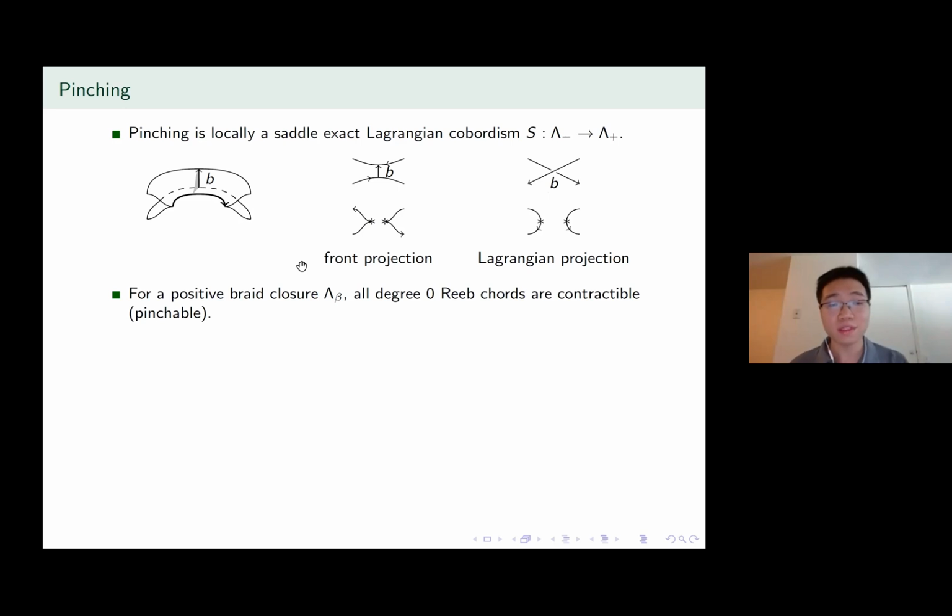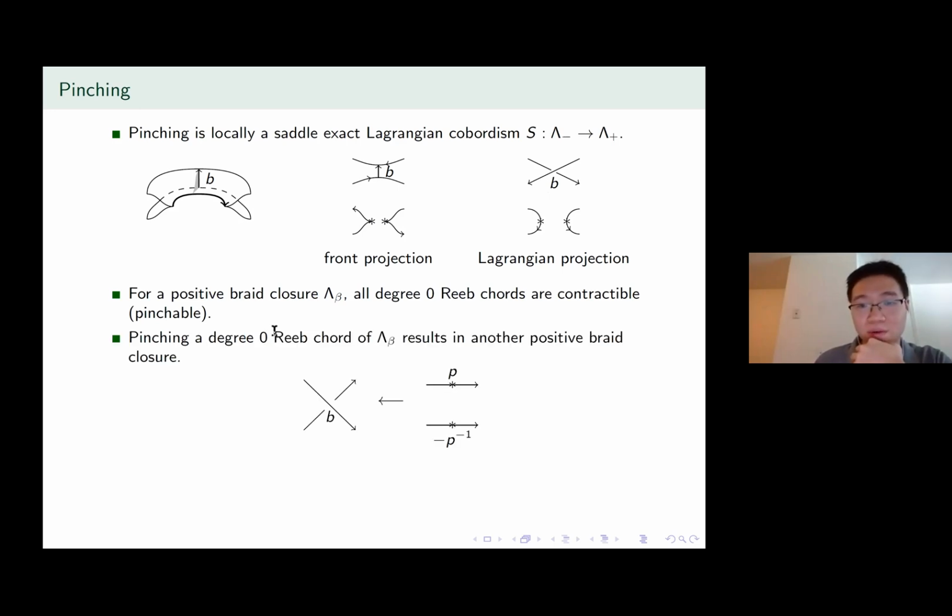Okay? And then for positive braid closure lambda beta, all degree 0 ripcords are contractible, pinchable. So you can do this operation to any degree 0 ripcord. If you rotate this picture 90 degrees counterclockwise, you get this picture. So this is exactly what happens when pinching a degree 0 crossing. So this is a crossing in the braid. You pinch it, they become parallel. So from this we see that pinching a degree 0 ripcord results in another positive braid closure.